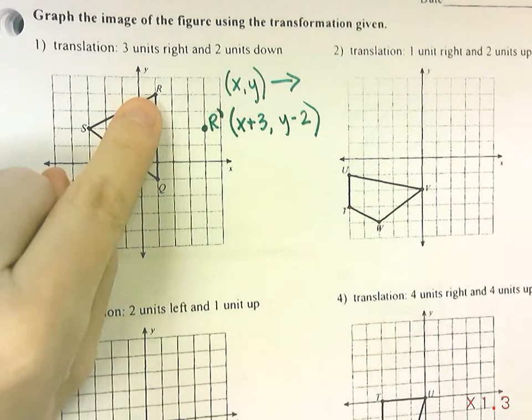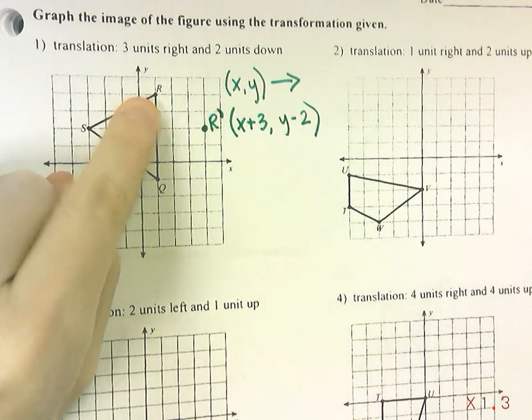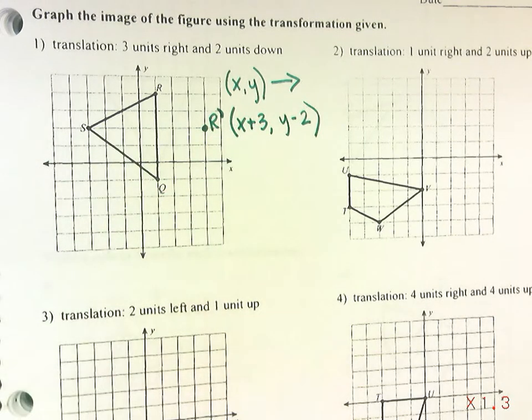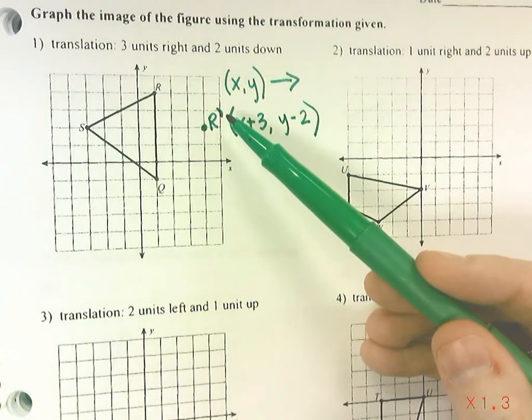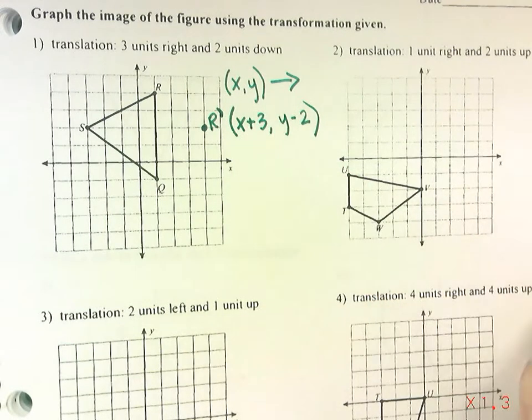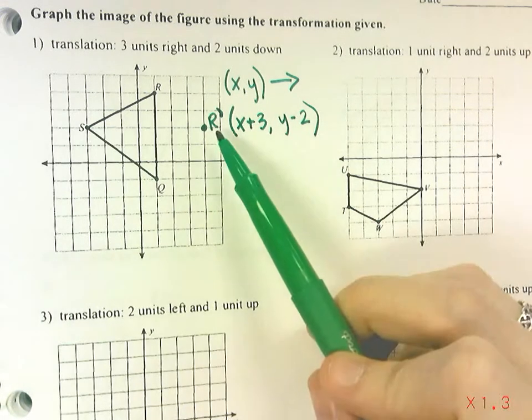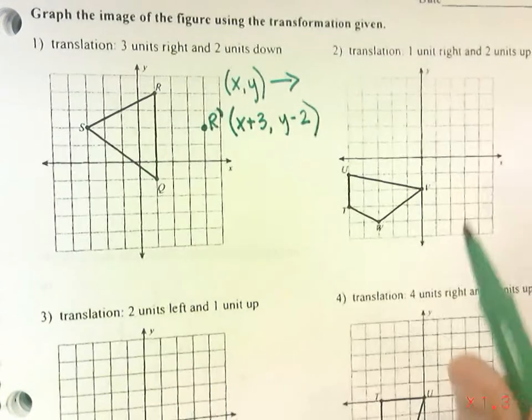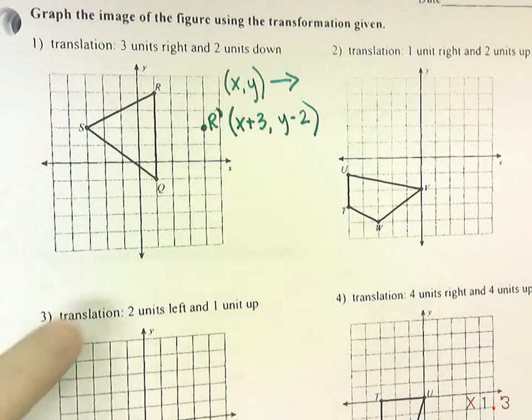So this is my original shape, it's R. And here's my second shape, it's going to be R prime, S prime, and Q prime. That little prime symbol right after tells you how many times the shape has moved. So right now, the shape has moved 1 time. It had 1 translation. It moved 3 units right and 2 down.